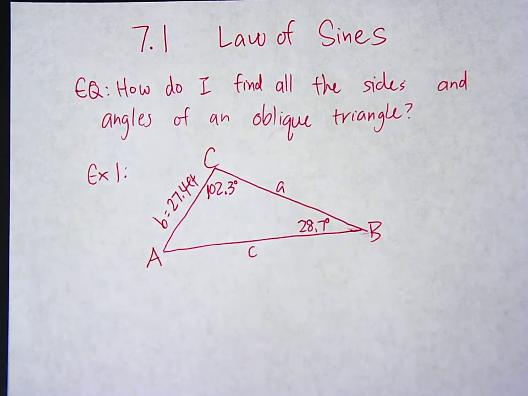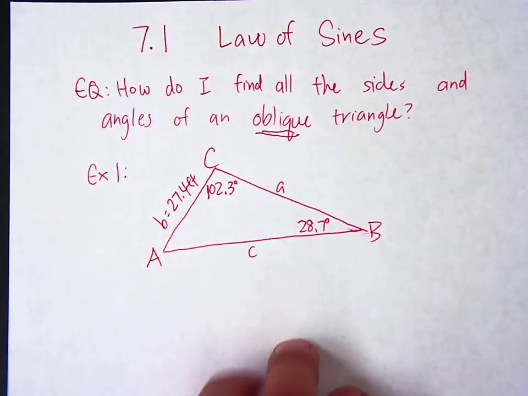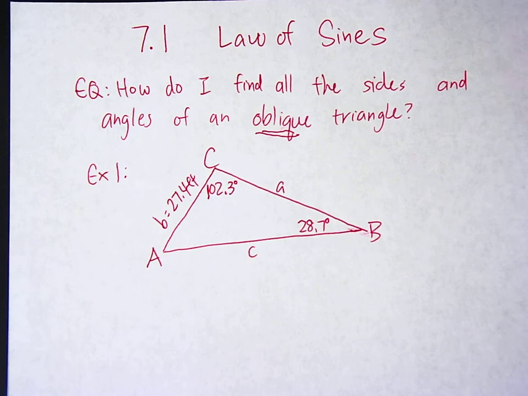Hey, Algebra 2 Trig, we're doing 7.1, Law of Sines. The essential question is, how do I find all the sides and angles of an oblique triangle? Before we start, let's talk about the word oblique. Go ahead and underline that. Oblique means a triangle without a 90-degree angle.